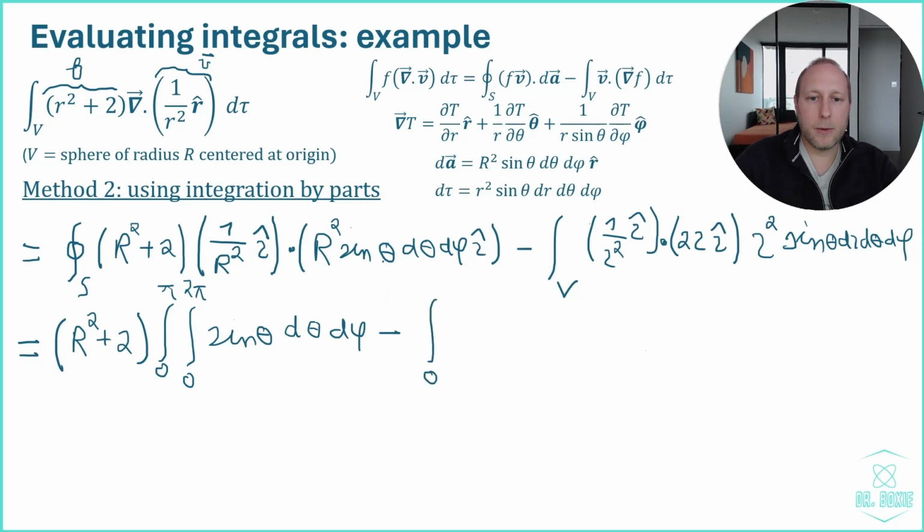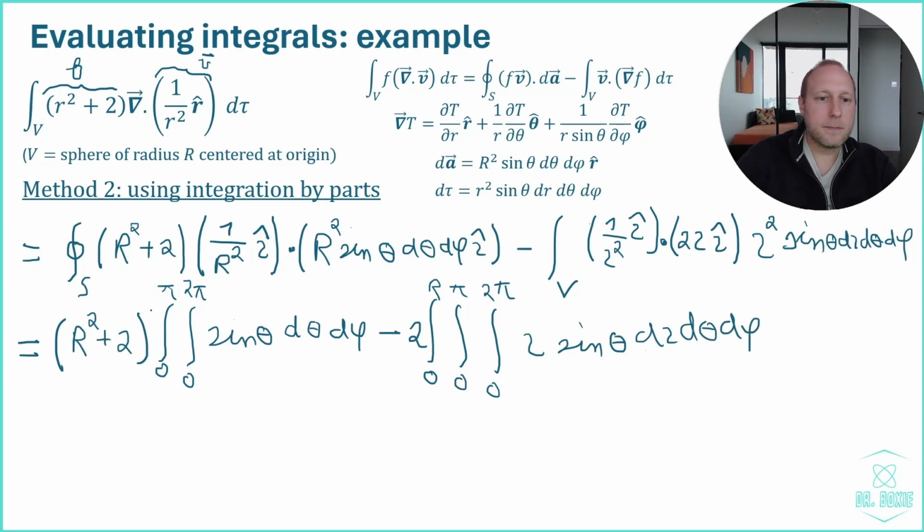R goes from 0 to capital R, theta goes from 0 to pi, phi goes from 0 to 2 pi of, well, the r squared in the denominator and the r squared in the numerator cancel each other out. The 2 can come out of the integral, and r hat dot r hat is still 1, so we're left with r sine theta dr d theta d phi.